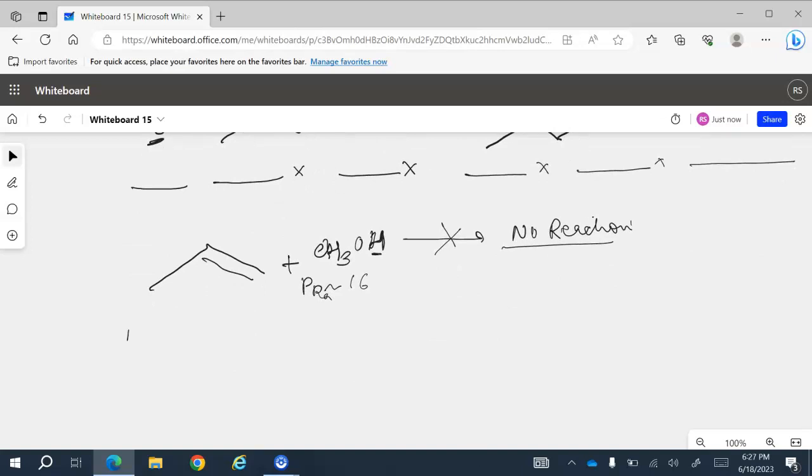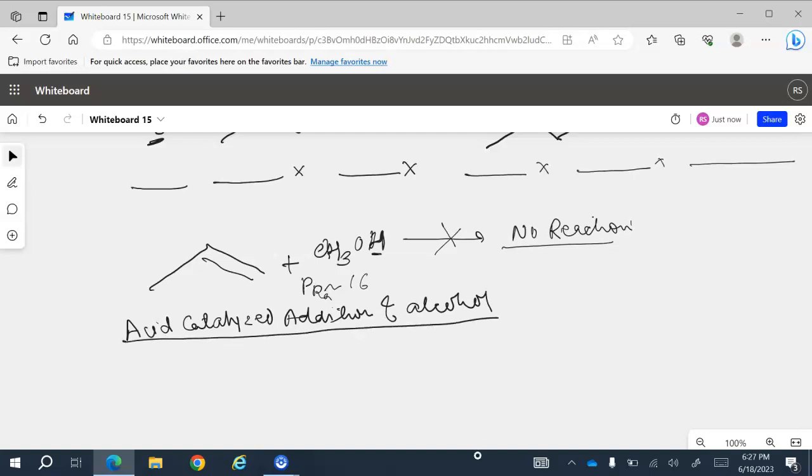But again, we can do this reaction using acid catalyzed addition of alcohol, same as addition of water. So we use CH3OH in the presence of a catalyst, a little bit of H plus. Again, normally we use dilute sulfuric acid as the catalyst. So how does the addition take place?